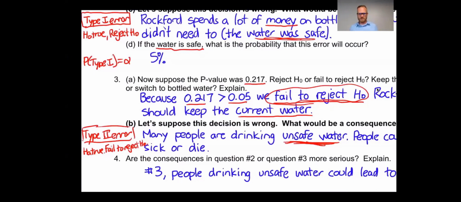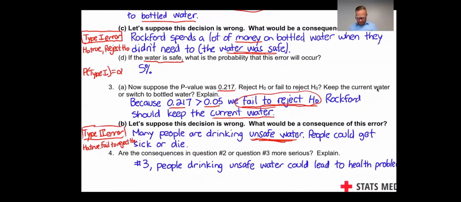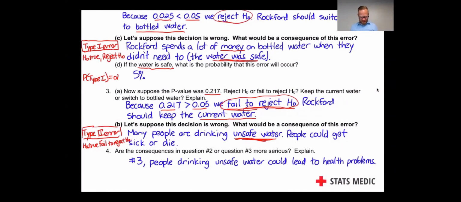reject the null hypothesis. And now the final question here is to ask if the consequences in question 2 or 3 are more serious. Well, remember in question 2, Rockford was spending a bunch of money on bottled water when they didn't really have to. And the consequences in number 3 was that they kept to the current water and people continued to drink it even though that water was unsafe.